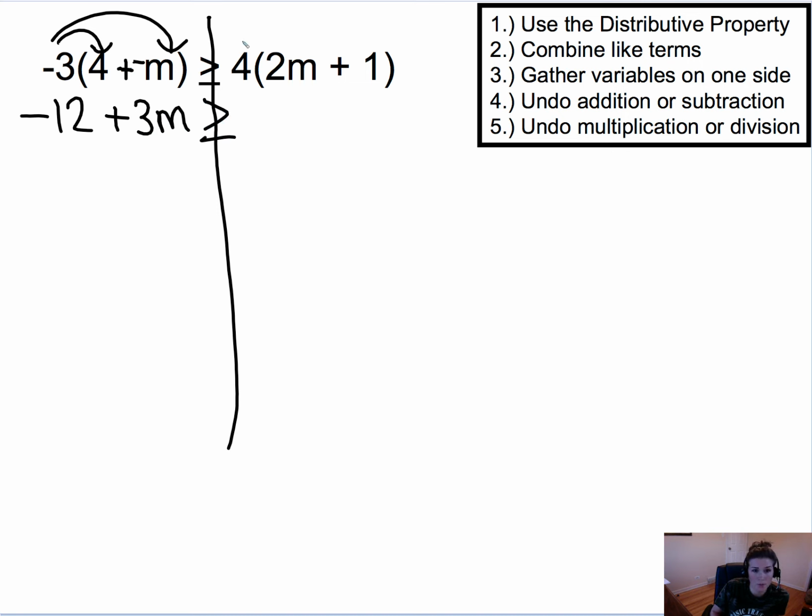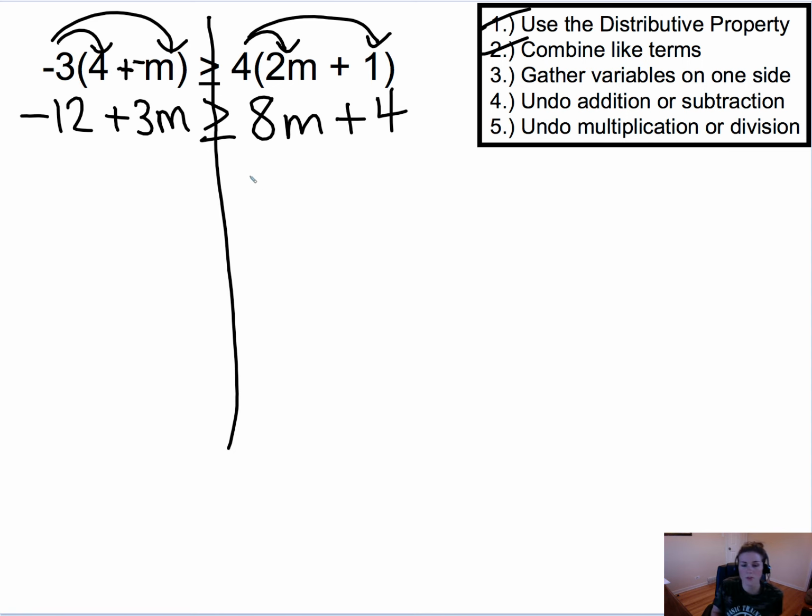We need to do the distributive property on the other side as well. These are all positive, so I don't have to change anything. 4 times 2m is 8m. Bring down the plus sign, and then 4 times 1 is 4. Okay, step 1 is done. Step 2, do we have any like terms on the left? Nope, we got a number and a letter. On the right, we've got a letter and a number, so we don't need to worry about that.